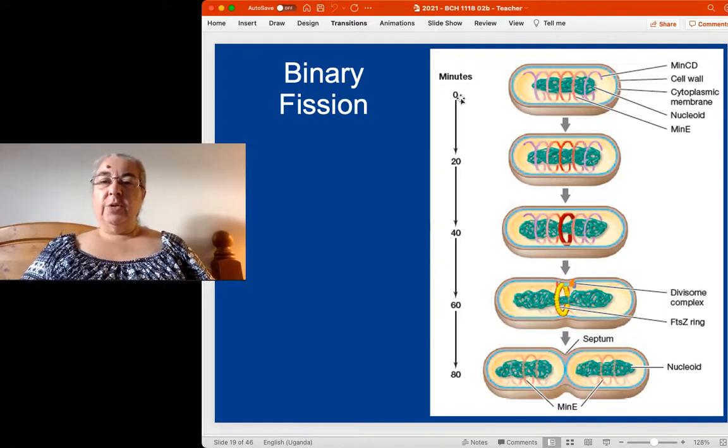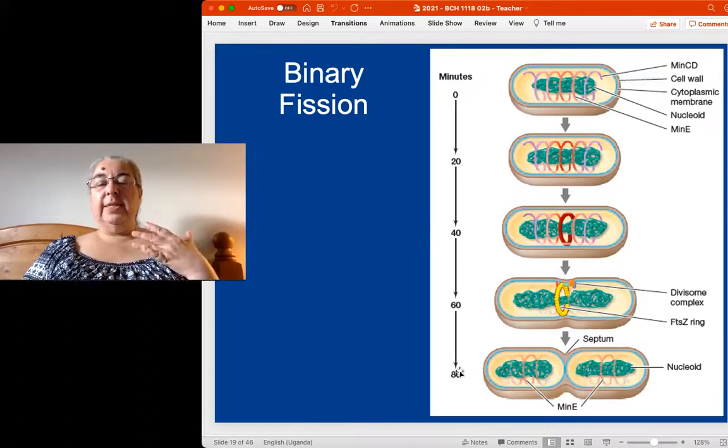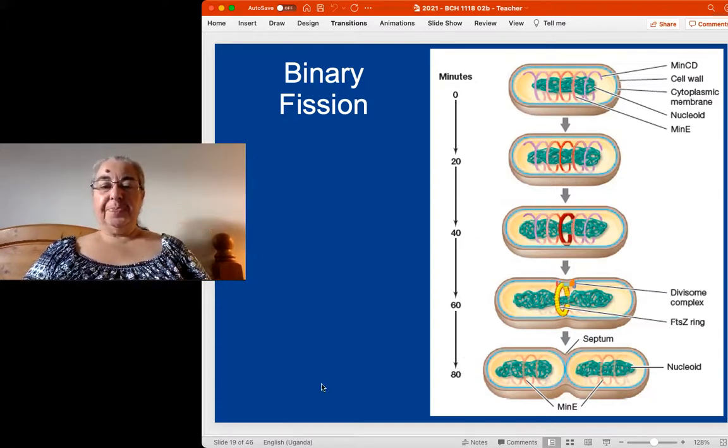This also shows you a typical time scale of what's happening. It takes about 80 minutes to happen altogether. E. coli under ideal conditions can divide about every 40 minutes, but under most conditions it's more like 80 minutes.